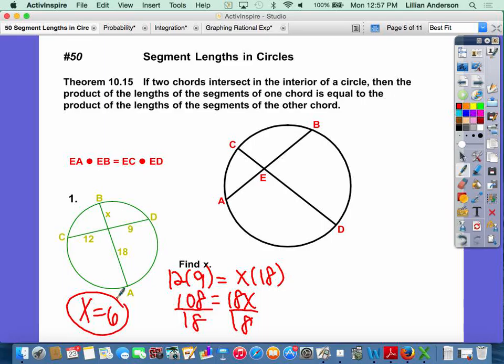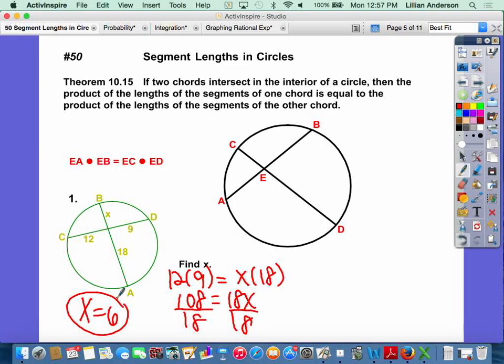So when you have two chords inside, you just multiply the segment parts and set them equal to each other. This is how you find the length of the segment. This is lengths. We're not talking about angles, we're talking about segment lengths. So there's no 180, there's no 360, there's none of that. It's segment lengths.